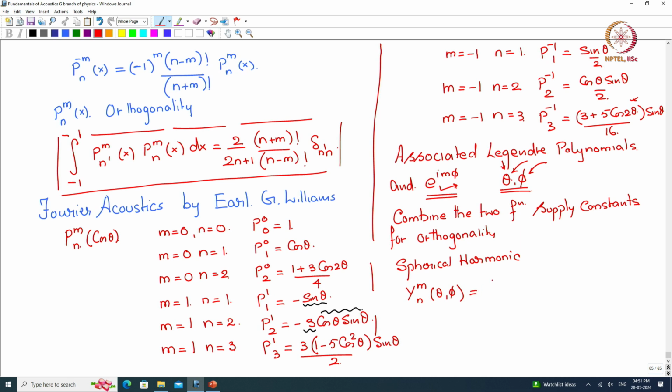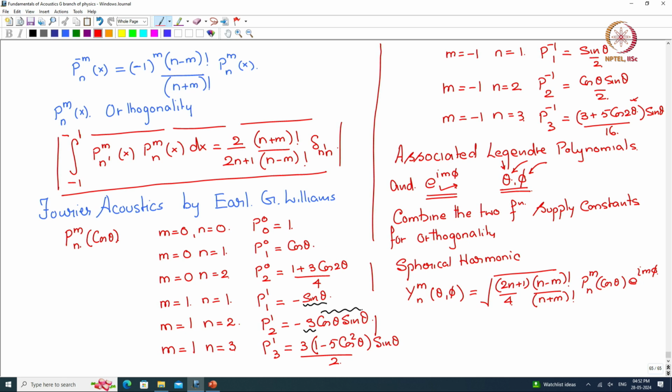which is equal to, now we supply these constants, square root of (2n+1)/4 pi times (n-m)!/(n+m)! P_n^m(cos theta) e to the power of i m phi. Okay. So this is a spherical harmonic.